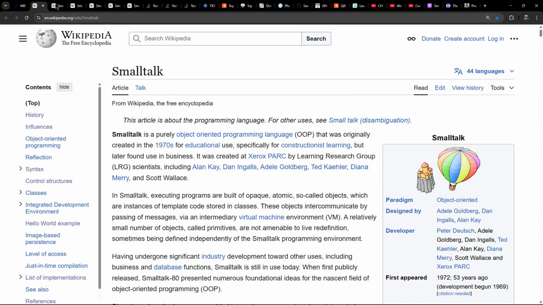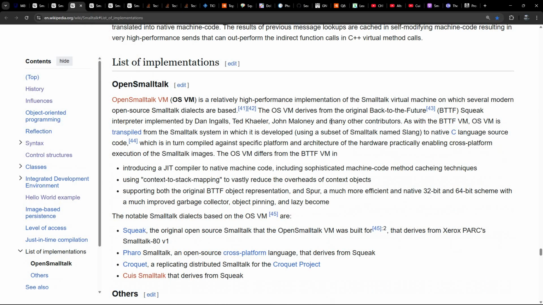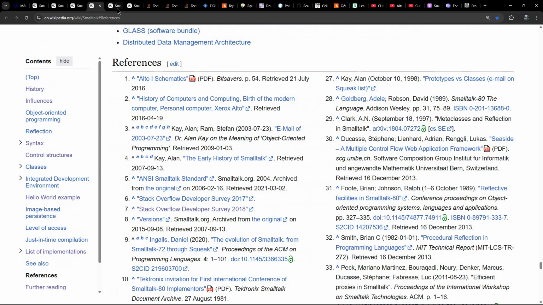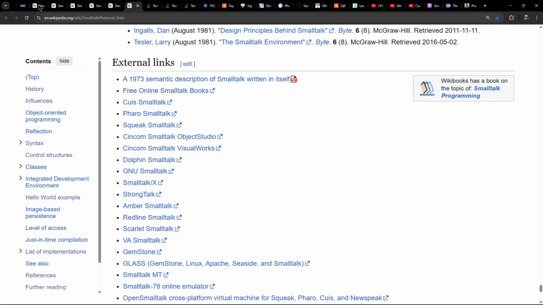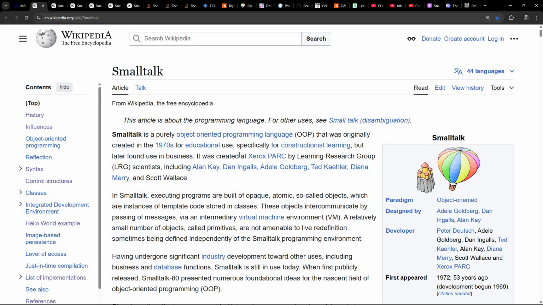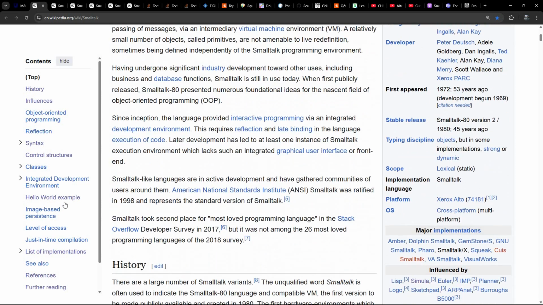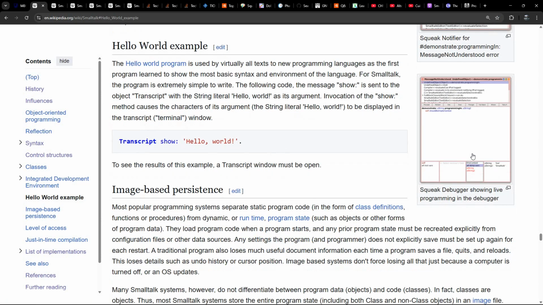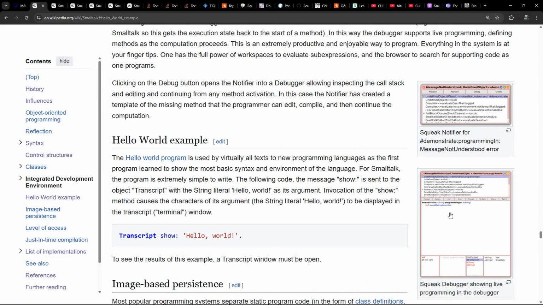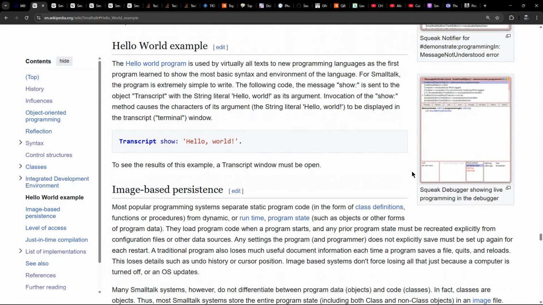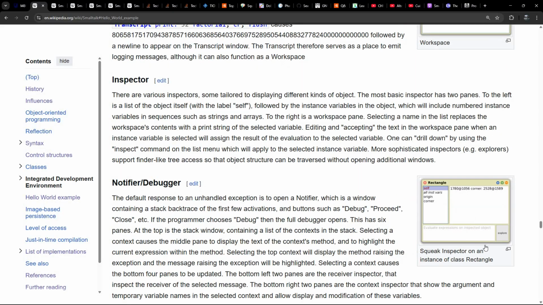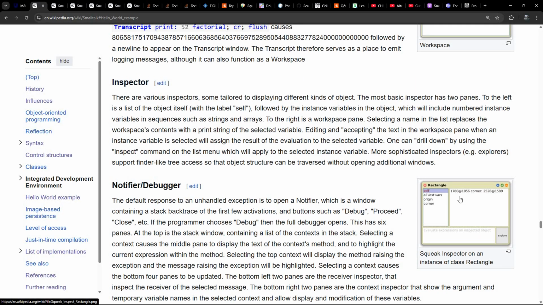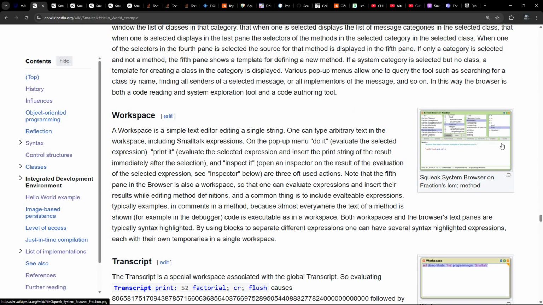I'll include links to Smalltalk on Wikipedia, including some deep links there, so you can check everything out. Knock yourself out. I'm not going to go through it in too much detail, because there's just so much to it. There's what Hello World might look like. You can see with the debuggers, this is a Squeak debugger, but you get these interesting debugger layouts in development environments for Smalltalk, where you've got these inspectors.